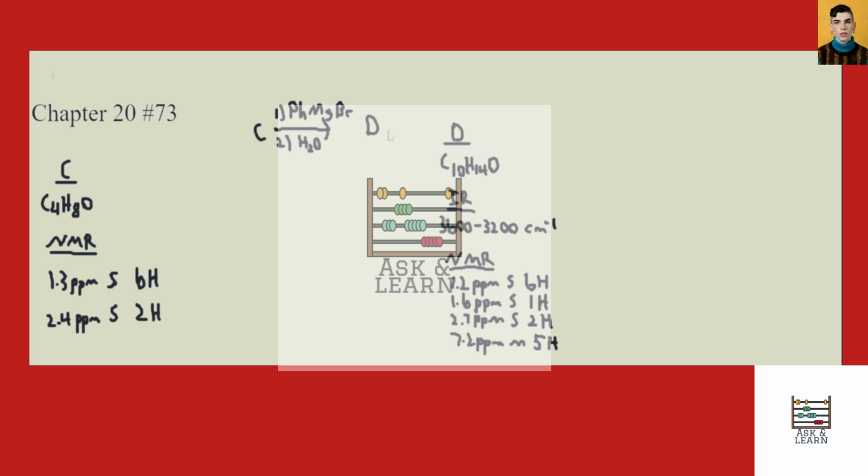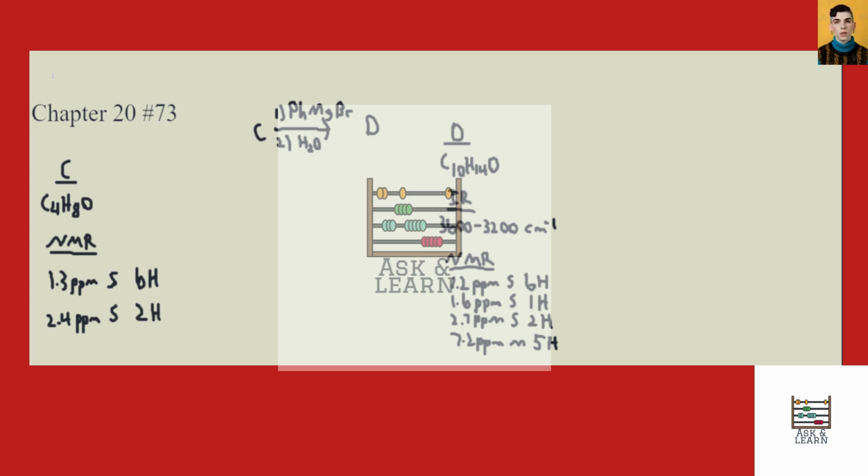This is the answer to Chapter 20, problem number 73 from the Smith Organic Chemistry textbook. This problem says treatment of compound C with phenylmagnesium bromide followed by water forms compound D. And we're given formulas for C and D. We're given an IR for D and then proton NMR for C and D. And we're asked to come up with structures for each of them.